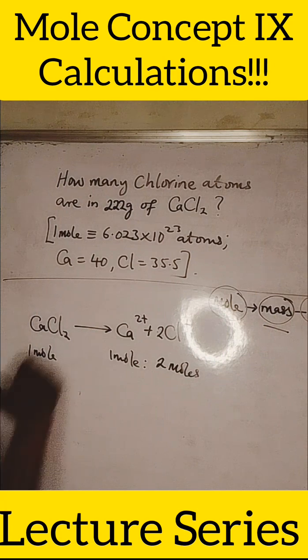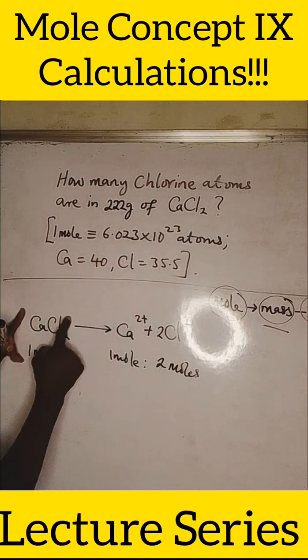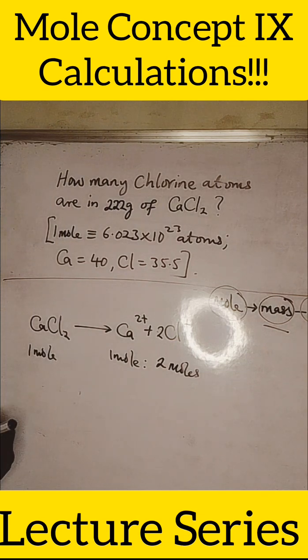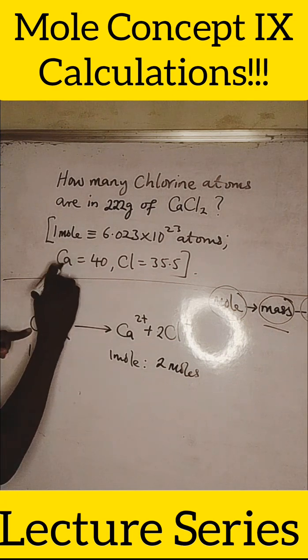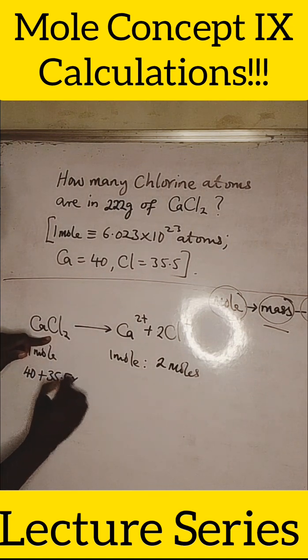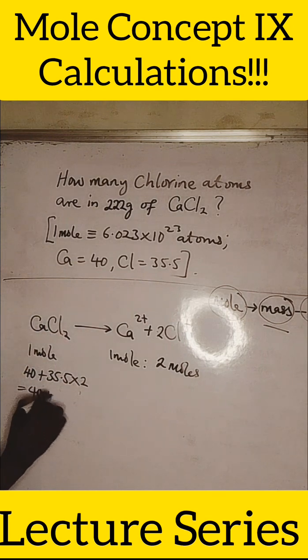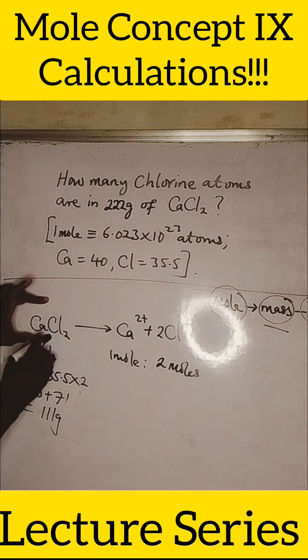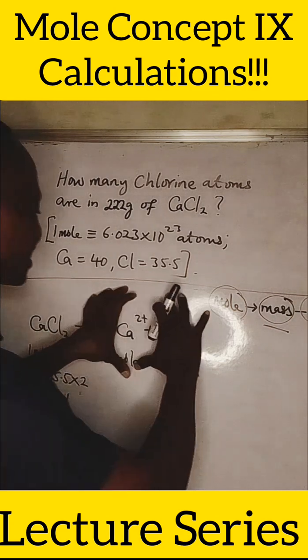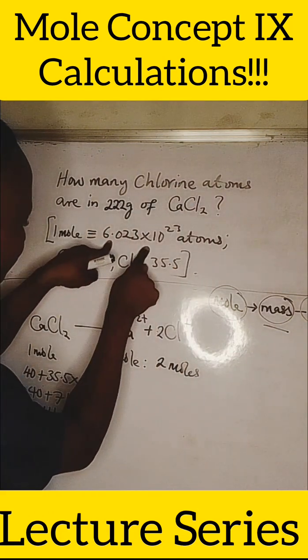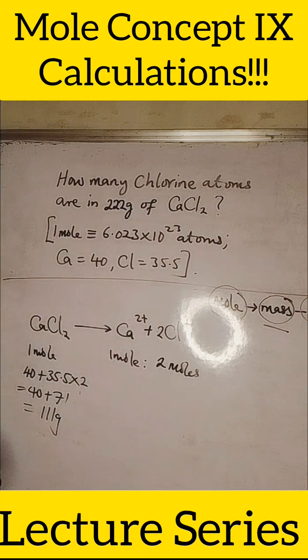Now, since they said mass of this, we need to calculate the molecular mass, the molar mass of this compound, which is inside 1 mole. The molar mass is, calcium is 40 atomic mass, plus chlorine, 35.5, times these 2. And we have 40 plus 71, which is 111 grams of this mother. Don't worry about the grams of this one, because it says how many atoms, number of particles now.